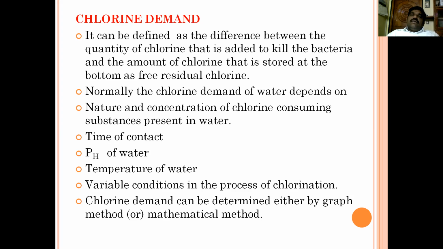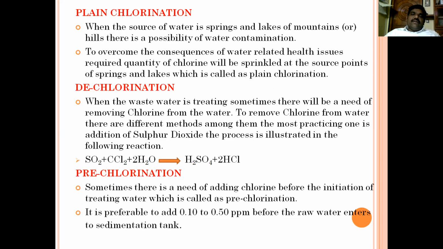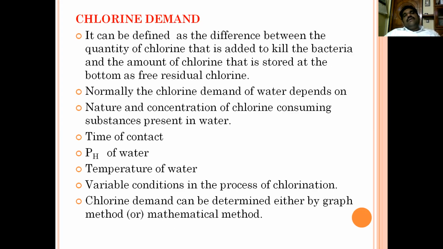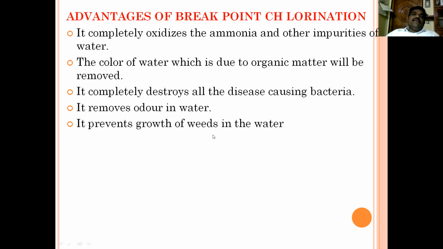Hope you understood about chlorination, superchlorination, double chlorination, plain chlorination, dechlorination, pre-chlorination, post-chlorination, chlorine demand, and break point of chlorination with this graph. You must draw this graph. On one side, chlorine residual in mg per liter, and chlorine dose in mg per liter. Because of this break point, the advantages are mentioned here. It oxidizes ammonia and other impurities of water. The color of water due to organic matter will be removed. It reduces growth of weeds. It removes the odor. It completely destroys all the disease-causing bacteria.